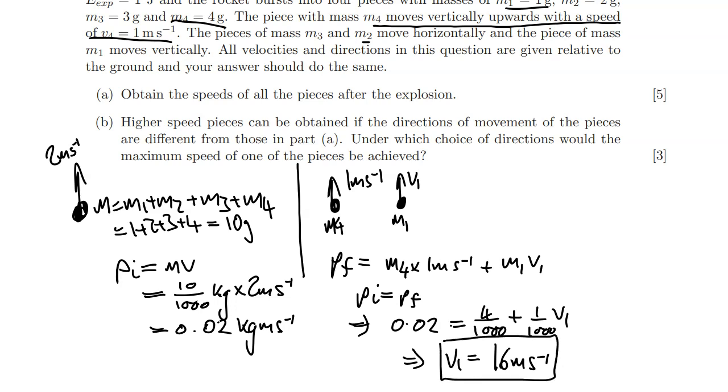So that's good. We get a positive number out, and we've implicitly defined upwards as positive. That tells us the velocity of m1. Actually, we're only asked for the speeds, so we need not worry too much about the directions, but it's always good to have that in mind. So this was all vertical. Next, let's do horizontal.